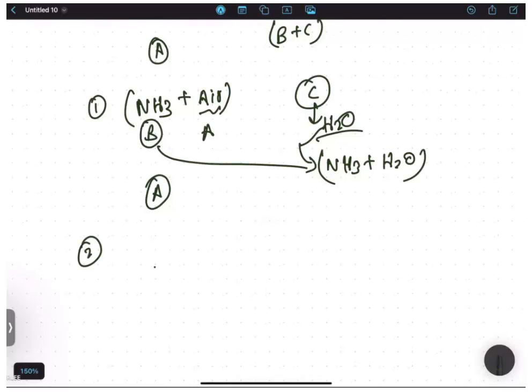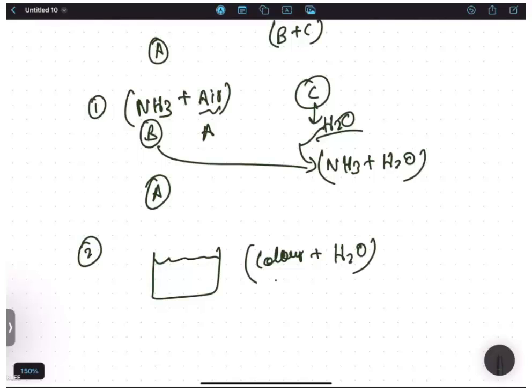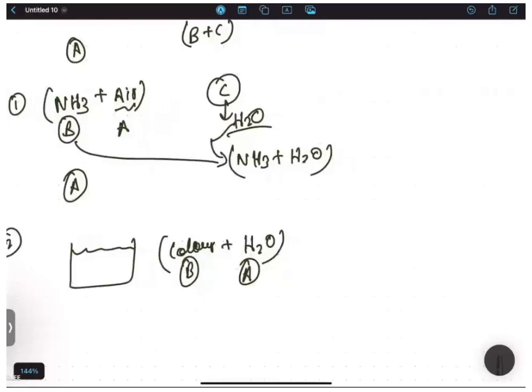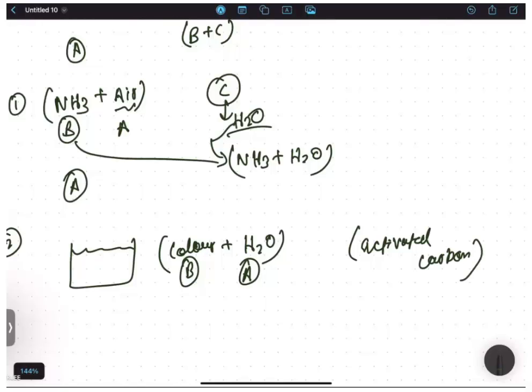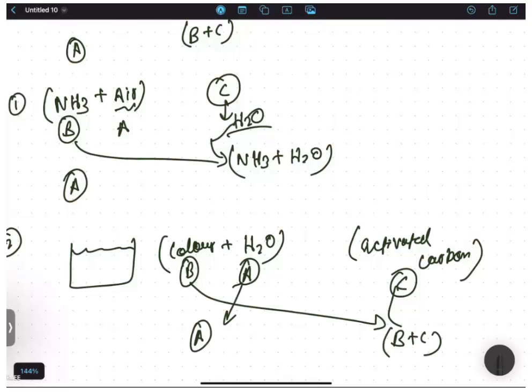Suppose a beaker is there with color plus water. This color is your solute B and this water is your carrier, that is A. So you add activated carbon to it. You must have heard of activated carbon. What does it do? It takes away the color. So you get B plus C, and you are left with clear water, that is your A.